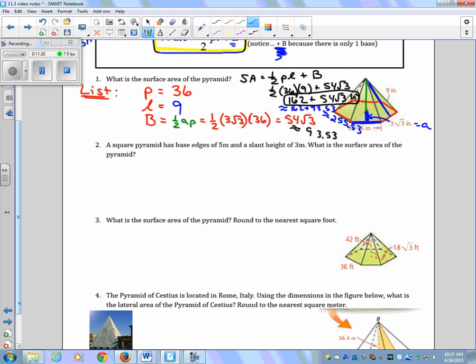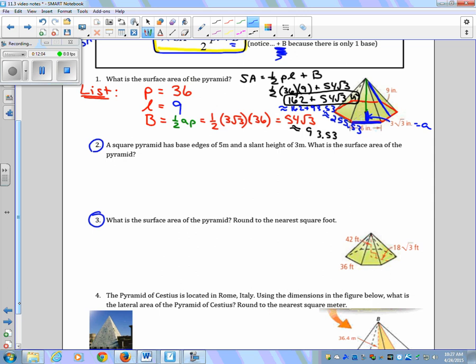Sometimes this hidden triangle that we were talking about before is going to help us to find the area, or the surface area. Let's look at number 2. A square pyramid has base edges of 5 and a slant height of 3. Actually, let's skip that one. Let's do number 3. What is the surface area of the pyramid, rounded to the nearest square foot?